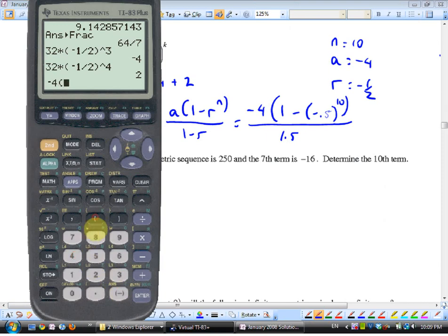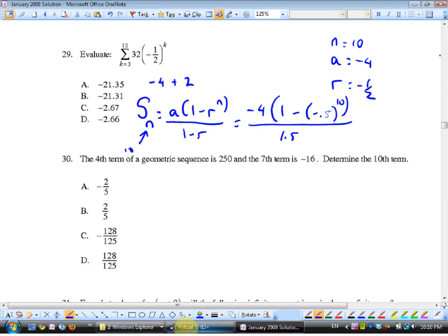Negative 4 bracket 1 minus bracket negative 0.5 closed bracket to the 10th closed bracket. I think that's the top. My brackets match. Yes. Divided by 1.5. And I get an answer of negative 2.66, which is right there, 29D.